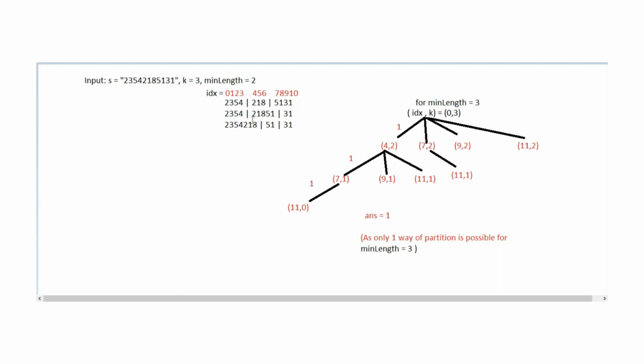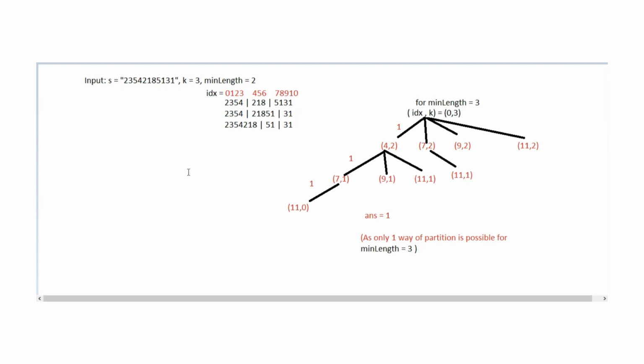And similarly we do this for the partition starting from index 7, and we can see that when we partition from index 7, there are only 4 characters left. So there is no possibility that the substring is of length exactly, or we can say at least, 3.